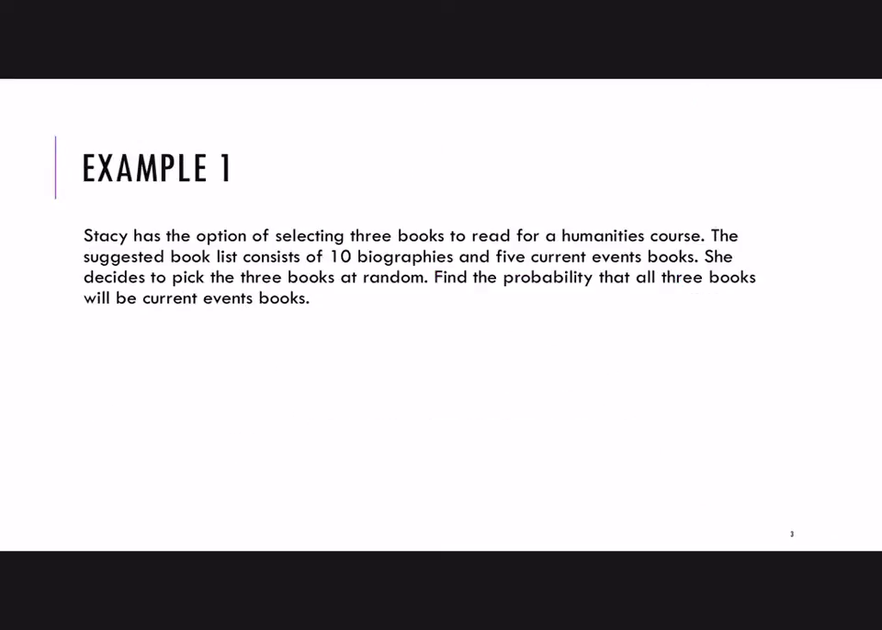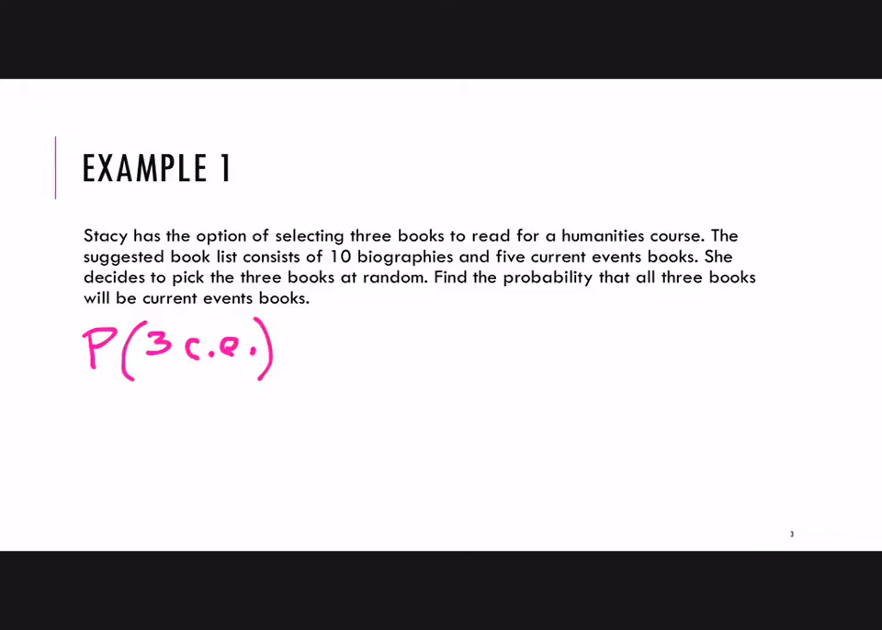Okay, so let's look at an example. Stacy has the option of selecting 3 books to read for a humanities course. The suggested book list consists of 10 biographies and 5 current event books. She decides to pick the 3 books at random. Find the probability that all 3 books will be current events books. So we need our event, the probability of choosing 3 current events books.